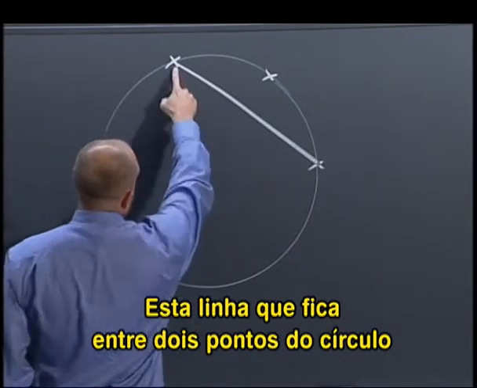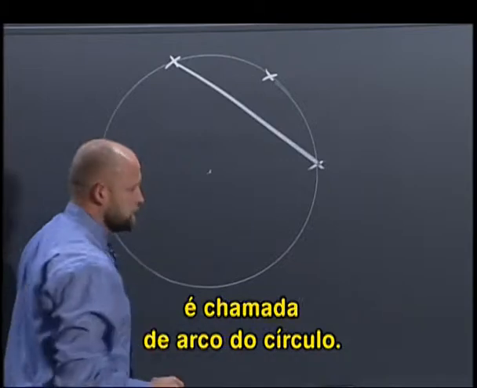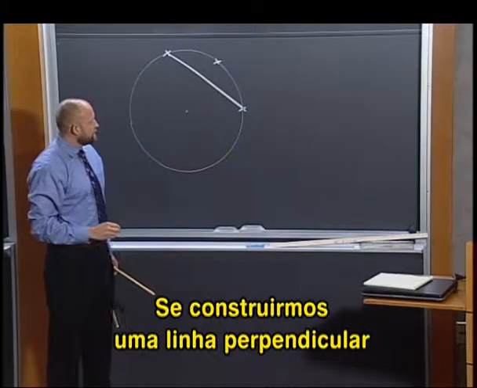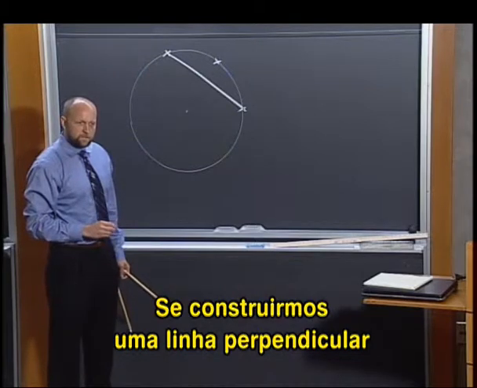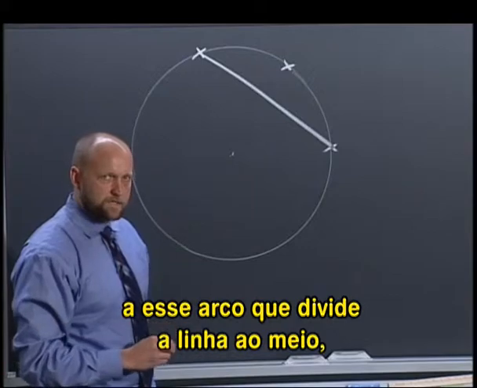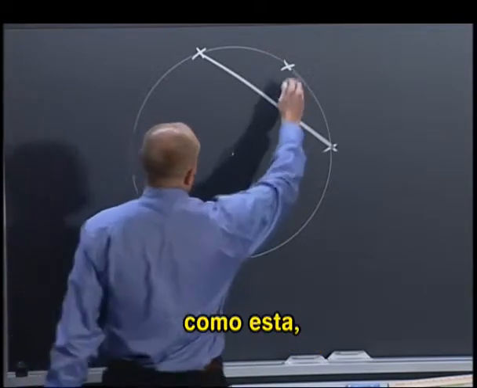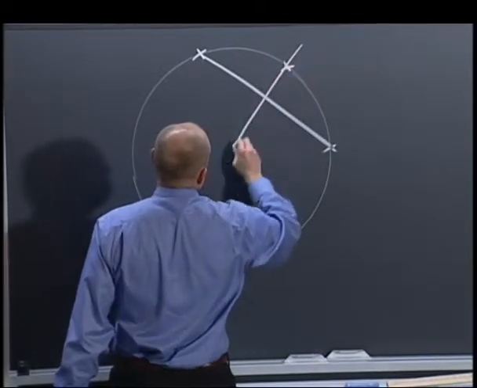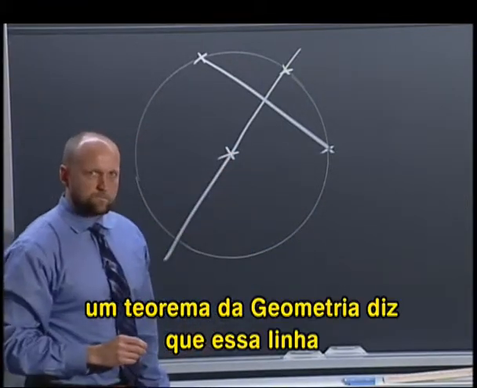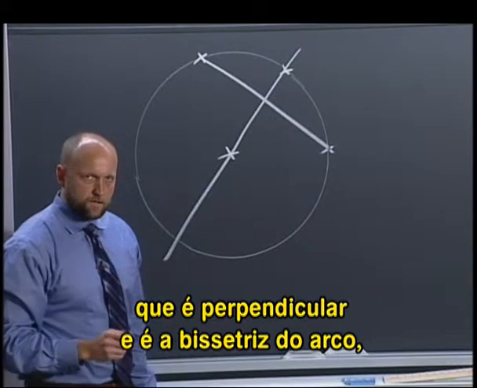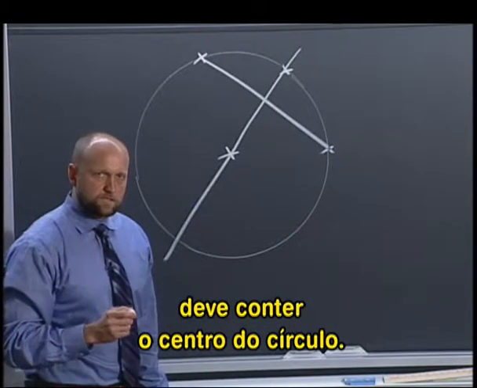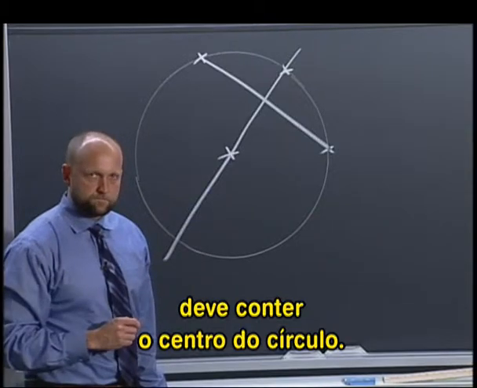Now, this line that goes between 2 points on the circles is called an arc of the circle. Now, if we construct a perpendicular line to this arc that happens to bisect the line, such as this, then a theorem from geometry says that that line that is perpendicular and is a bisector of the arc must contain the center of the circle.